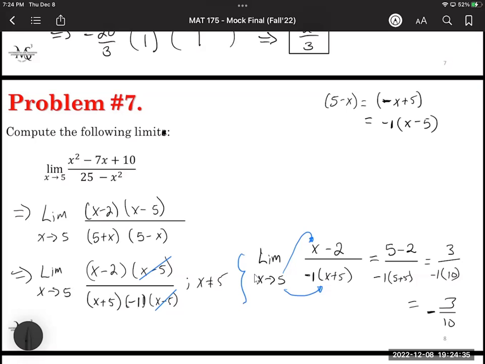If you would have left the x minus 5, the answer would have been different? Like, if you never canceled out the x minus 5? Yeah, let's say you never rewrote the 5 minus x to cancel out the x minus 5, then you're going to get an indeterminate. You're going to get a 0 over 0 case, right?